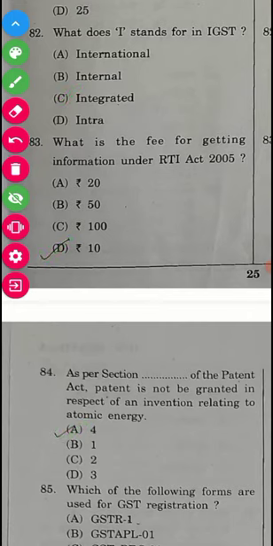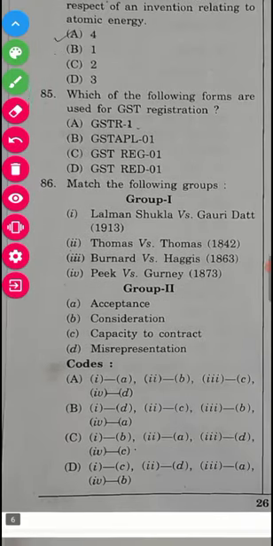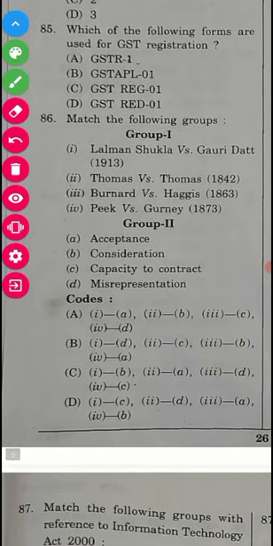So moving to question number 85. Which of the following forms are used for GST registration? Again, it is a direct question. It is GST REG 01.